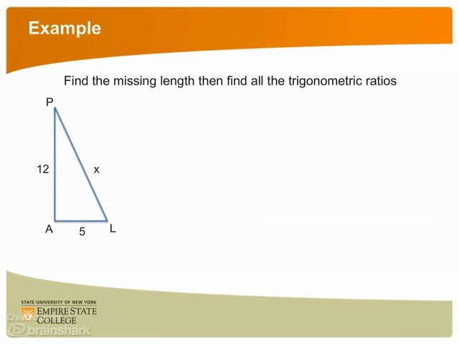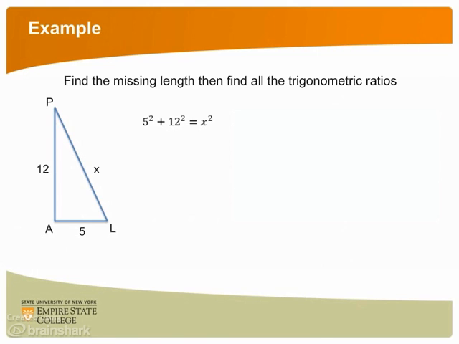Suppose we have triangle PAL with given lengths of 12 and 5. Wait, what? We need all 3 lengths to form all of our ratios. Luckily, we can find the missing length somewhat easily using an old friend, the Pythagorean theorem, a squared plus b squared equals c squared.